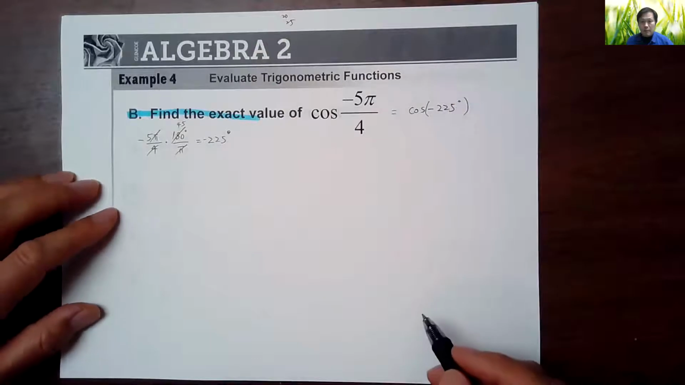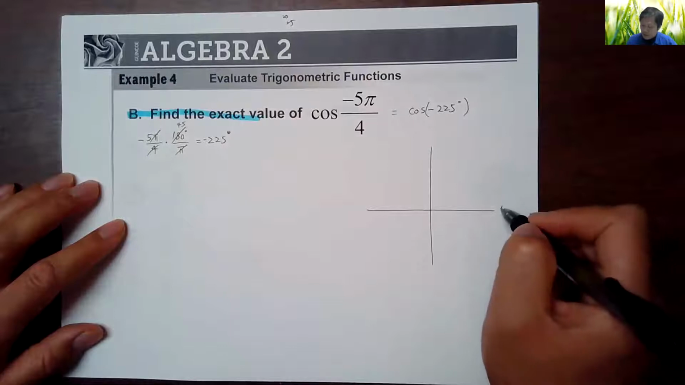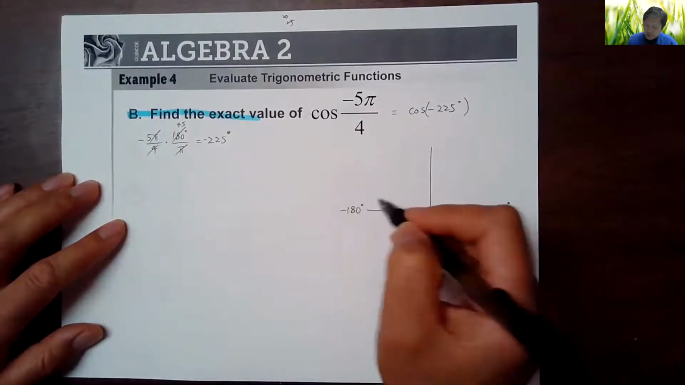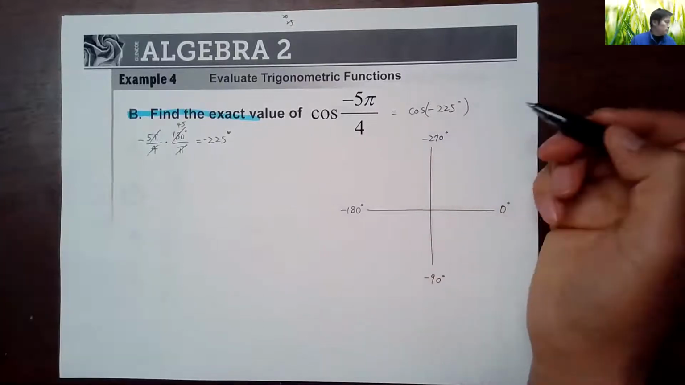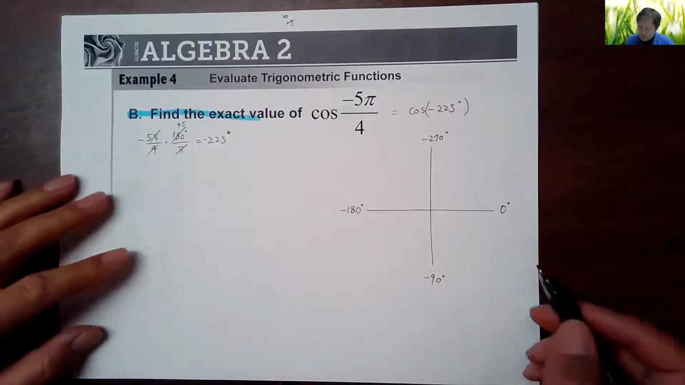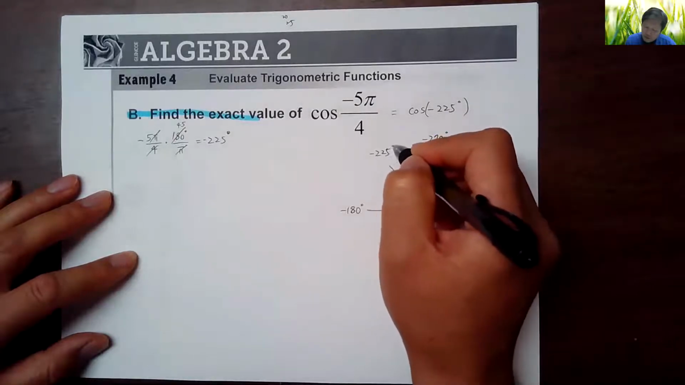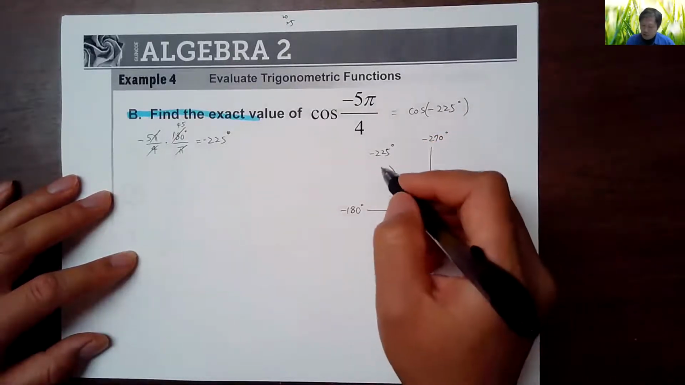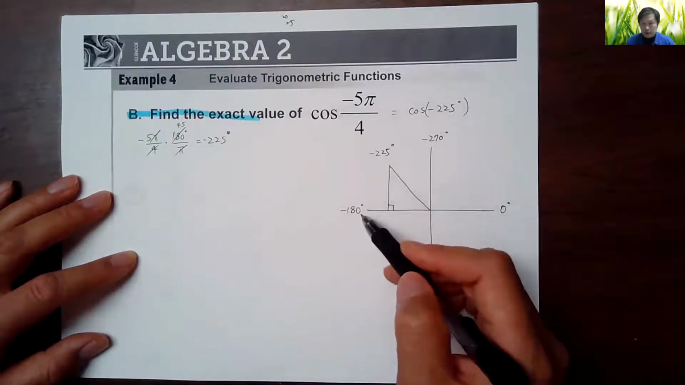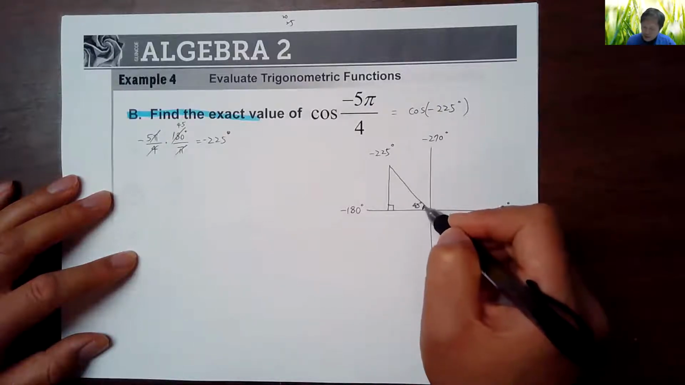So let's graph minus 225 degrees. Minus, you have to go clockwise. Minus 90 degrees, minus 180 degrees, minus 270 degrees. So minus 225 degrees will be somewhere over here. You need to draw a triangle this way and get the difference between these two angles, which is 45. The reference angle is always positive.